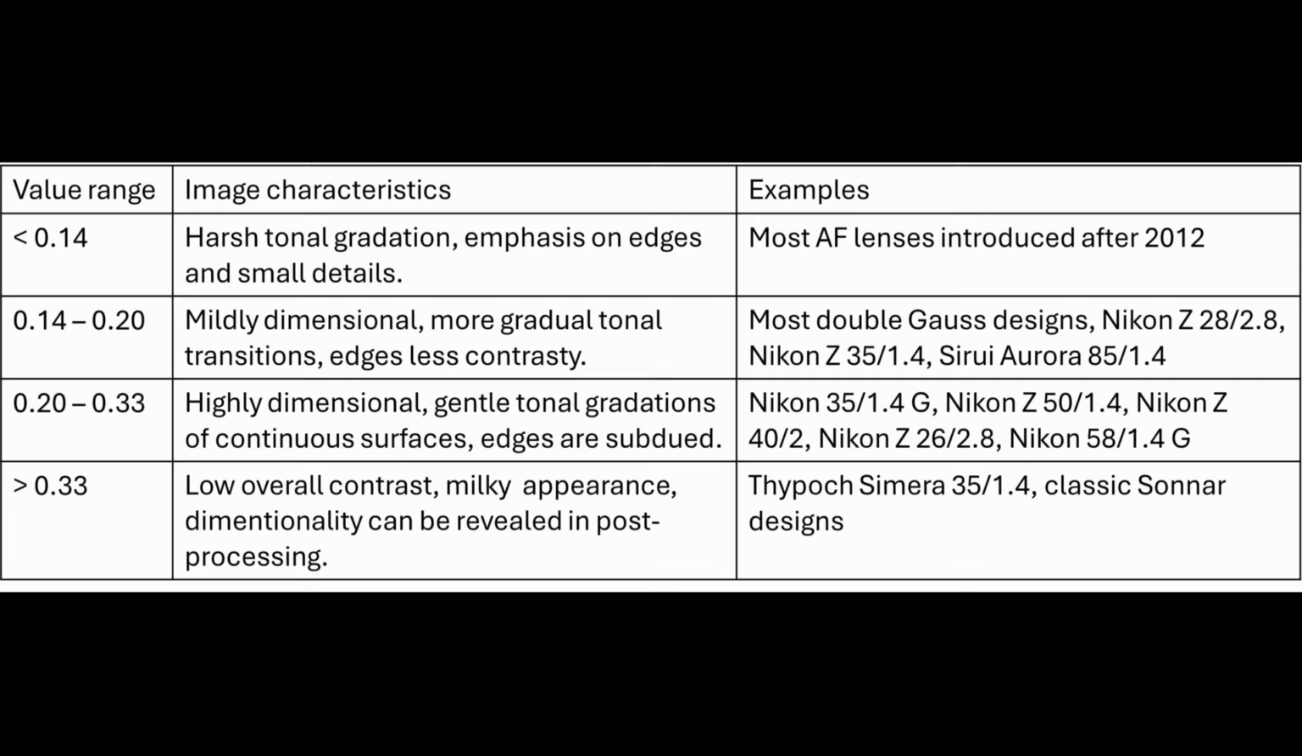There are a few modern lenses made for mirrorless cameras that fall into this category. In the Nikon ecosystem, lenses such as the 28mm f2.8 or the rather popular 35mm f1.4 made for the Z mount. There is also one third-party lens, the Sirui Aurora 85mm f1.4, that falls into this category.